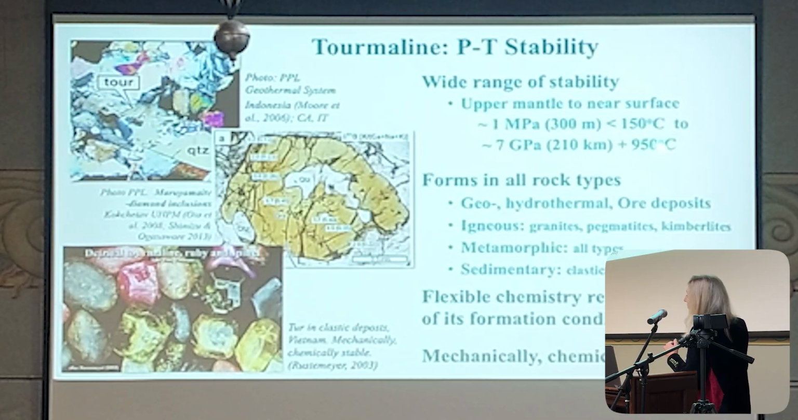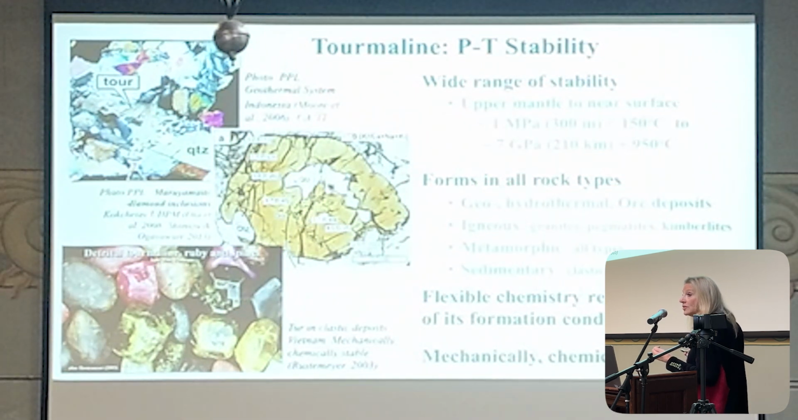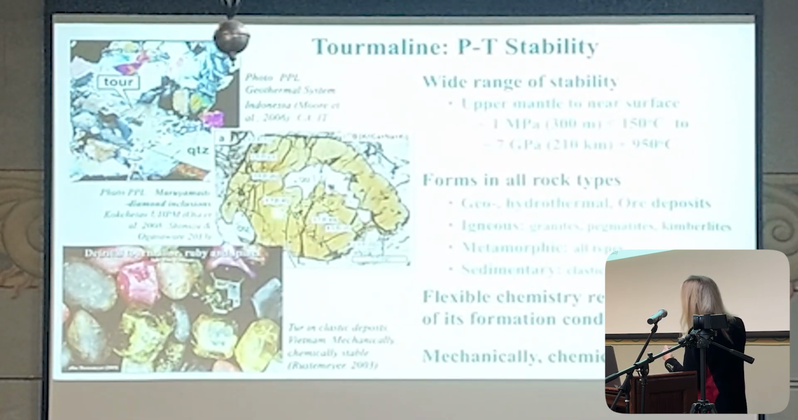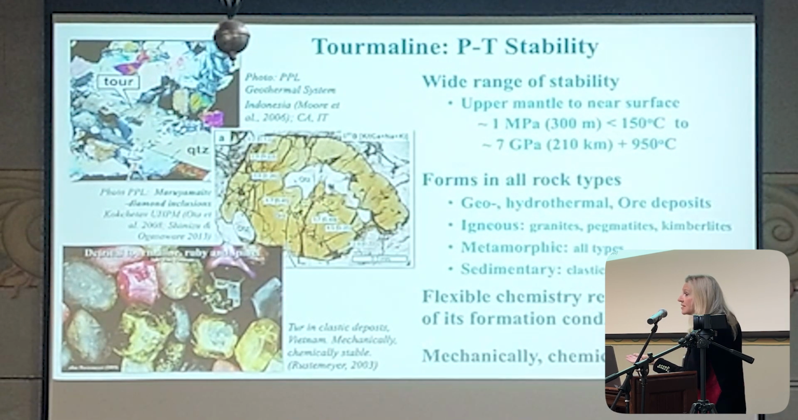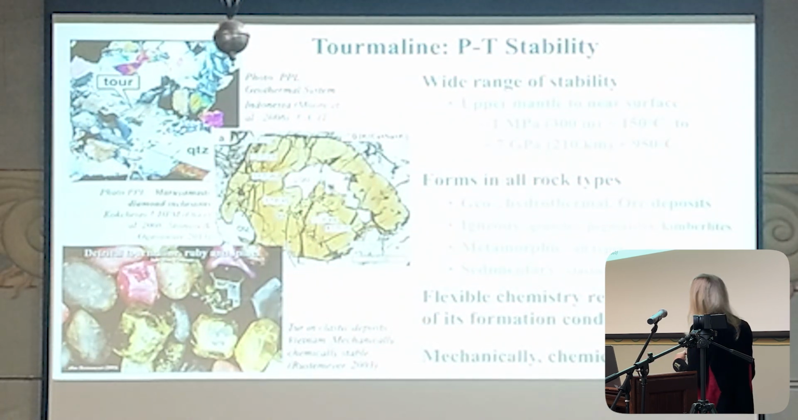So it forms at very low temperatures of about 150 degrees, and that's shown here by these little splays of tourmaline that are from a geothermal field in Indonesia. It forms throughout the crust and into the upper mantle. And this is a tourmaline that actually has diamond inclusions. So it occurs together with diamond at about 200 kilometers depth and about 1,000 degrees C. So it really doesn't care what temperature pressure regime it has, it just needs boron.